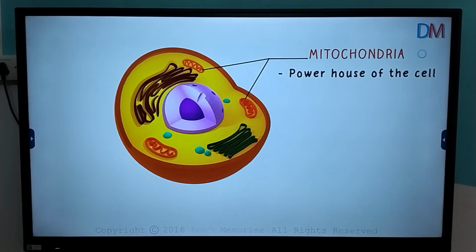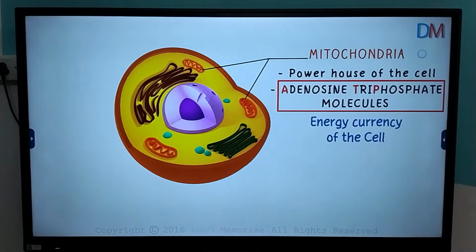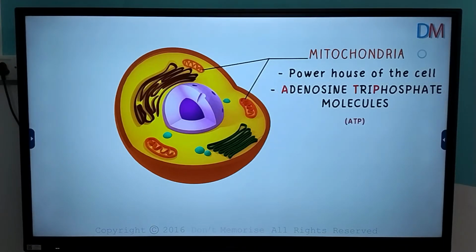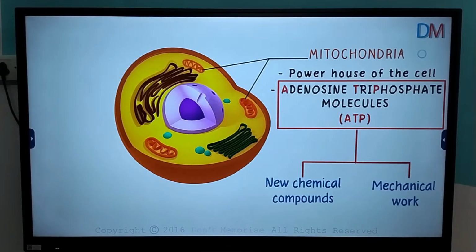This energy is in the form of adenosine triphosphate molecules, and these are the energy currency of the cell, also known as ATP. But what does the cell use this energy for? This energy is used for making new chemical compounds and also for mechanical work. Every process in the cell requires energy, and this energy is provided by none other than the mitochondria.